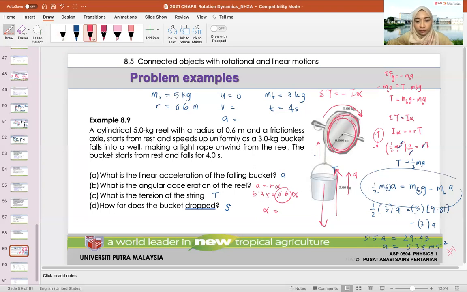Okay, so 5.35 equals 0.6 alpha. So alpha is whatever that is, 5.35 divided by 0.6. Kejap ada battery, kejap tak ada. 8.9. Oh, thank you. 8.9, what is the units? RPS. Hmm? RPS, radians per second.